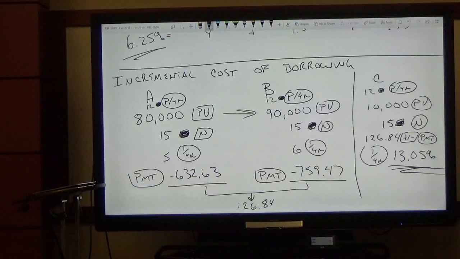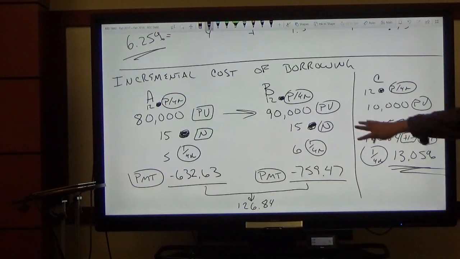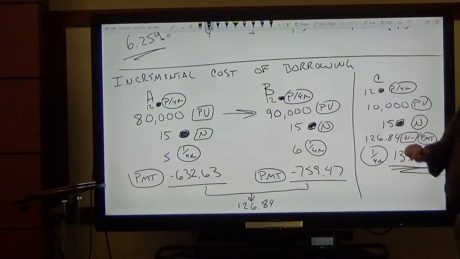Okay? So the moral of the story is, if you can find a lender C that will give you something less than 13%, like let's say you could get lender C at 10%, you're going to be substantially better off doing that with A as opposed to doing B. Does that make sense?